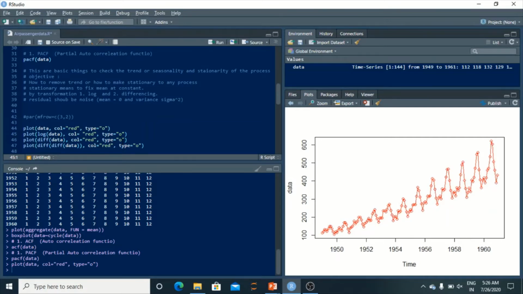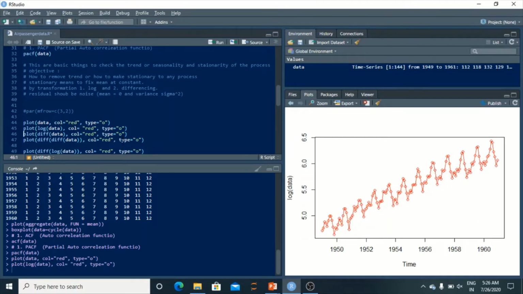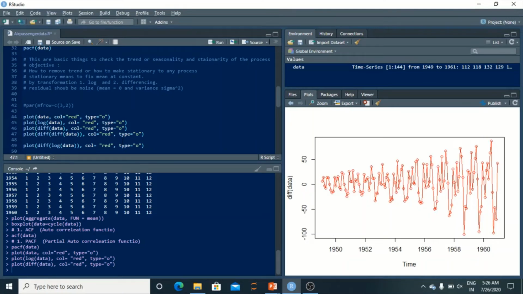Just focus on this plot. First I am going to take a log transformation and observe what changes are happening. You can see some pattern is changed, but it is again not constant with respect to time, so it is still non-stationary. Let's check with differencing. The mean is actually close to 0, but the process is again not stationary because the variance changes with respect to time. My objective is to make it stationary, with the variance also constant with respect to time.